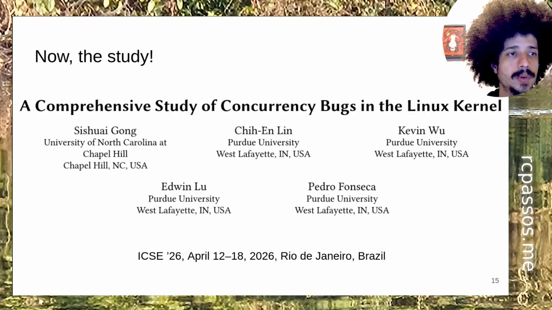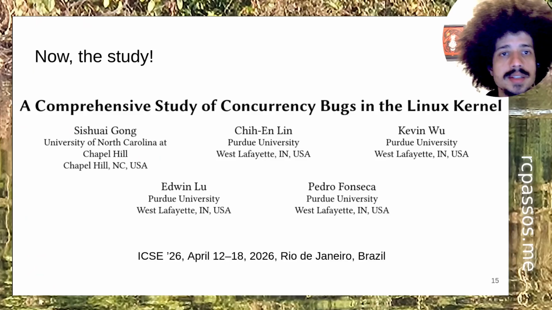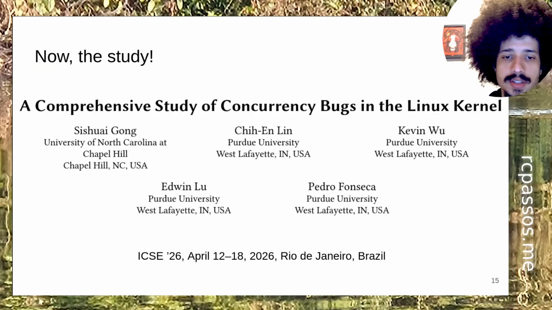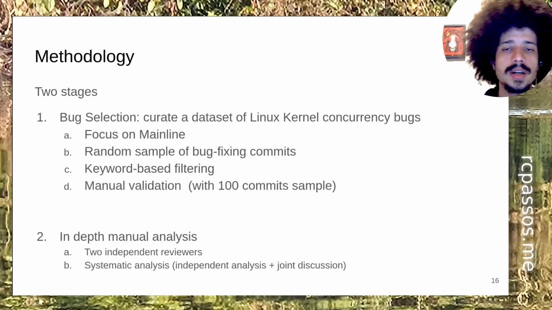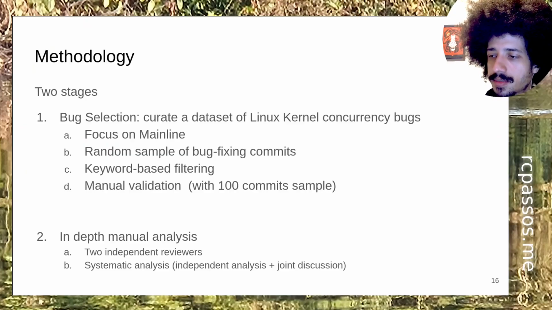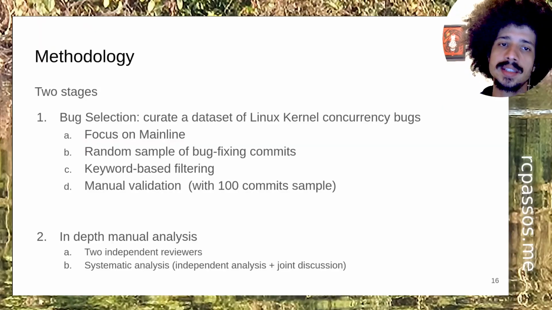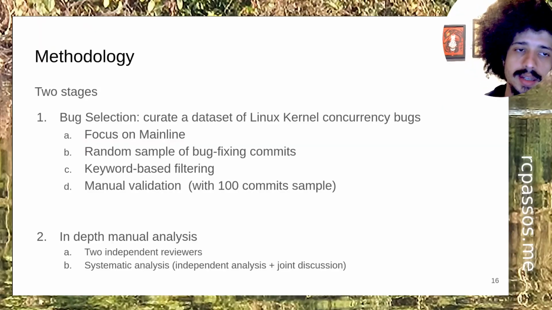And now I'm going to talk about the study I mentioned before. This is really recent. It was published at a conference, ICSE, in Rio de Janeiro, Brazil, and it is really interesting. It's a comprehensive study on concurrency bugs in the Linux kernel. What was the researchers' methodology? First, they decided to create a data set of concurrency bugs from the kernel.